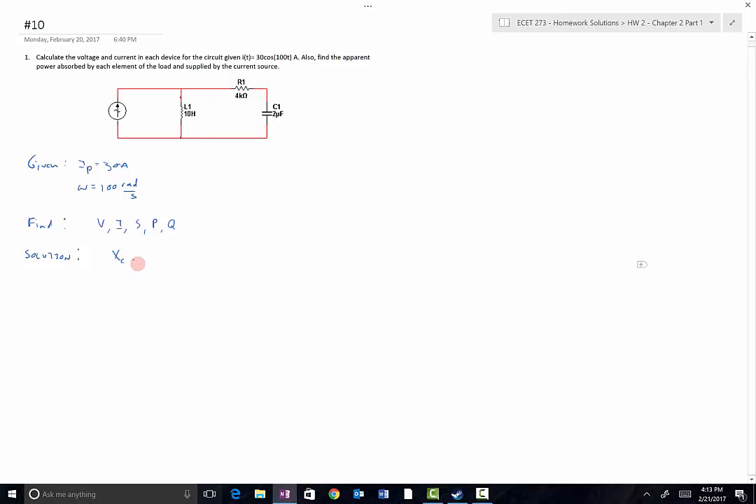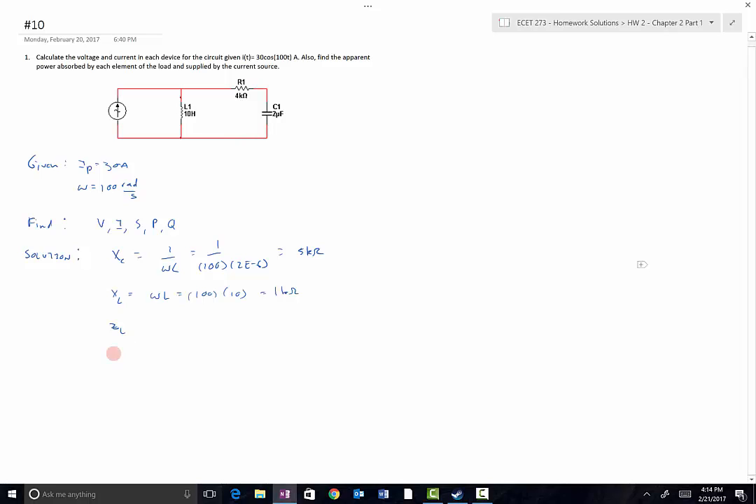The capacitive reactance of a 2 microfarad capacitor is going to be equal to 1 over omega C. That's equal to 1 over 100 times 2e to the minus 6. And that's going to give me 5 kiloohms of capacitive reactance. X of L is equal to omega L, and that's 100 times 10, which gives me 1 kiloohm of inductive reactance.